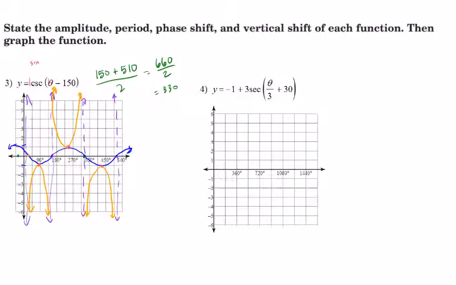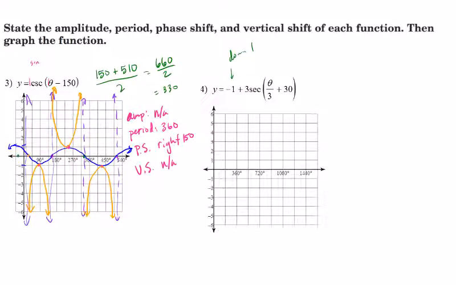Now secant, here we have a minus 1 here. That's just k. That's just the vertical. So that's going to go down 1. All right. And by the way, remember that there's no amplitude here. So let me put amplitude NA. Period is just 360, right? That didn't change. Phase shift was right 150. And vertical shift was none.